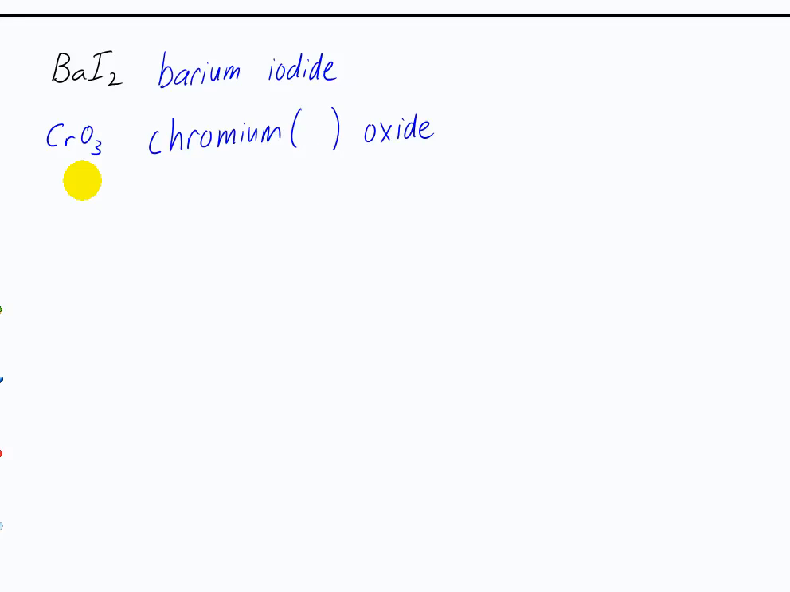Well, each oxygen is -2. How many oxygens are there? Three. So the overall negative charge in that molecule is 6, which means chromium needs to be +6 to balance that out. So this would be chromium 6 oxide.